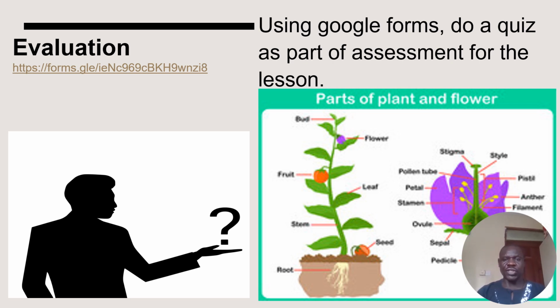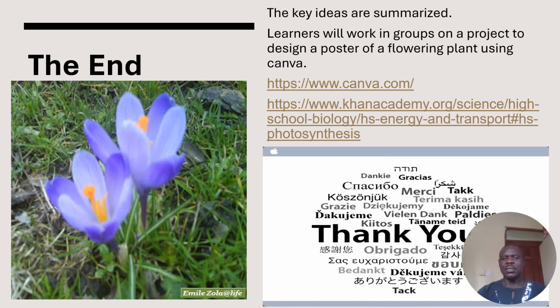Now that you have finished doing this, you are going to do evaluation. You are going to answer some evaluation questions on the Google form that I've shared with you on the screen. So you enter the link and then you answer the questions that are there on the Google form. And then, as your project, you are going to develop for me a nice poster of a flowering plant using Canva. And then you will share it with everybody so that we can see it and post it. Additional information you can get from Khan Academy.